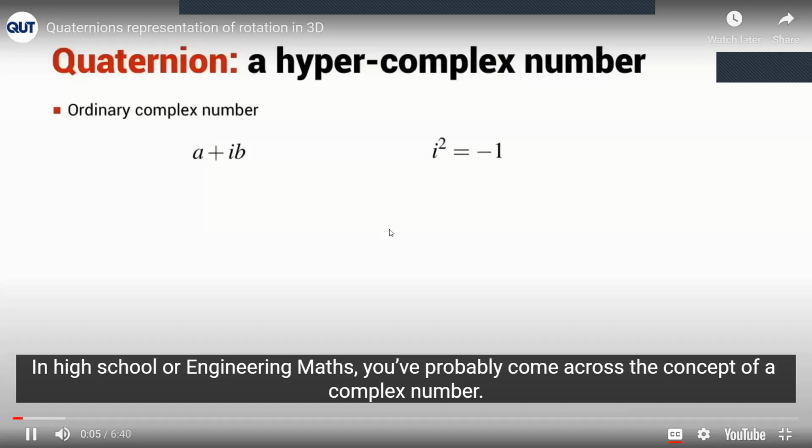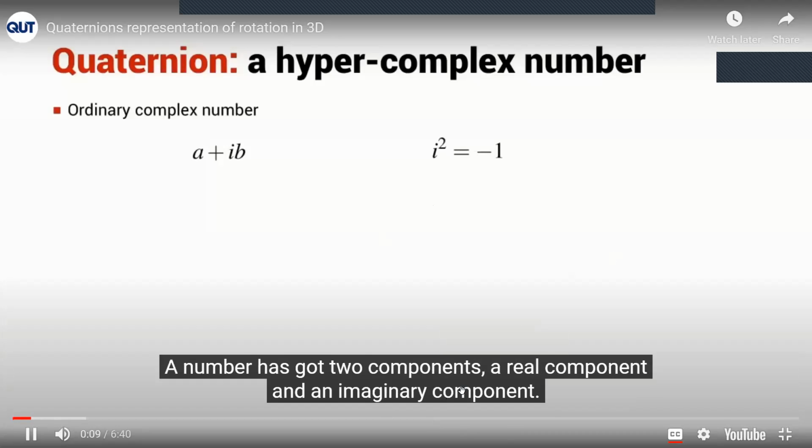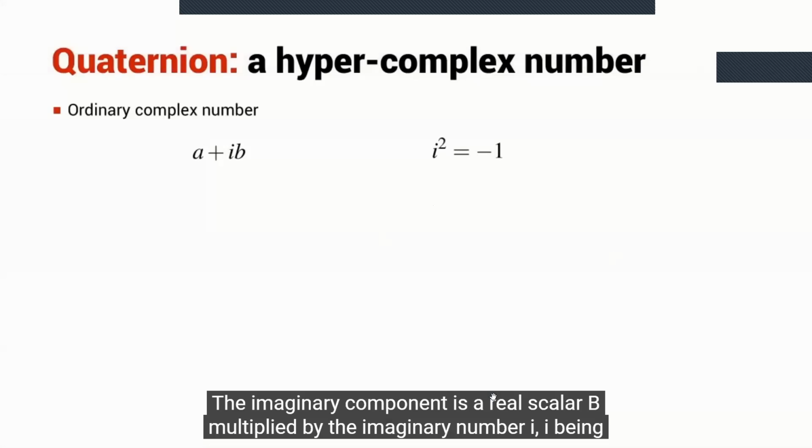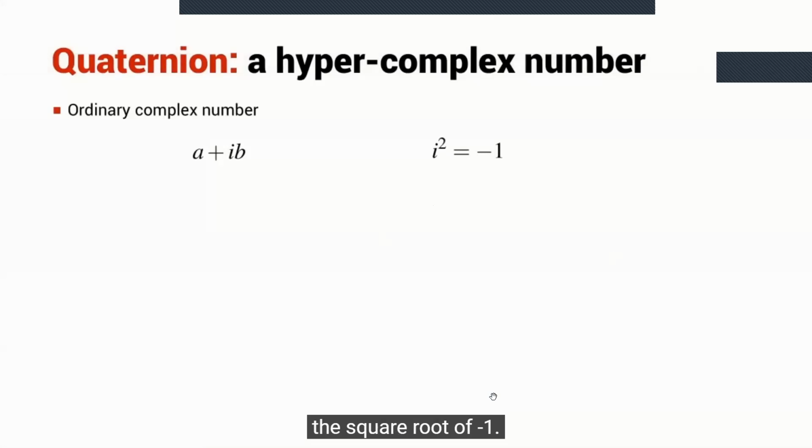In high school or in engineering maths, you've probably come across the concept of a complex number. A number has got two components, a real component and an imaginary component. The imaginary component is a real scalar b multiplied by the imaginary number i, being the square root of -1.